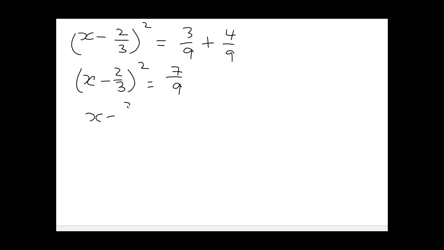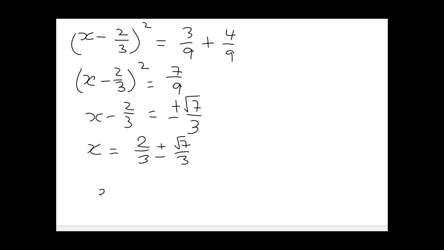Now taking the square root of both sides, we get, adding 2/3 to both sides will give us, and of course we can now combine the fractions to give us our final answer, 2 plus or minus root 7 all over 3.